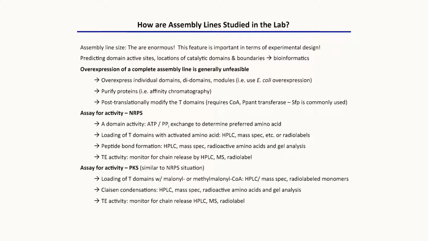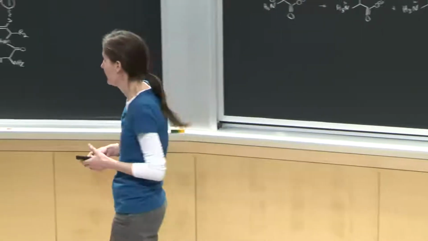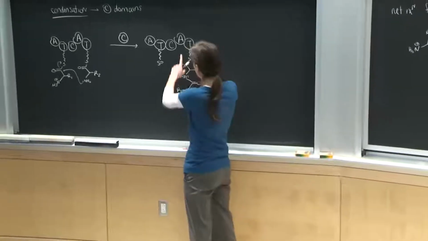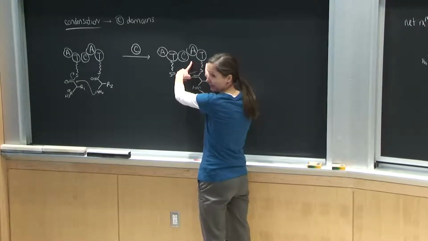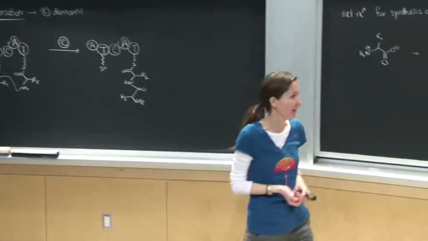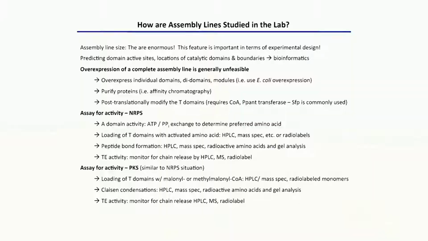So what do people do? People will typically express individual domains or maybe didomains and study those in the test tube. You can imagine PCR amplifying an A domain or a T domain, or maybe the A and T domain together, and then creating some plasmid that allows you to express that in E. coli. So there's a lot of overexpression.